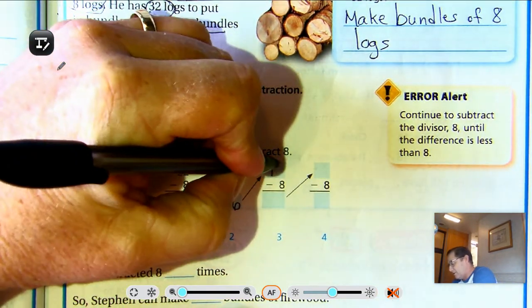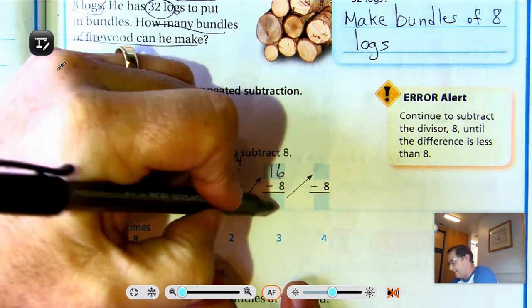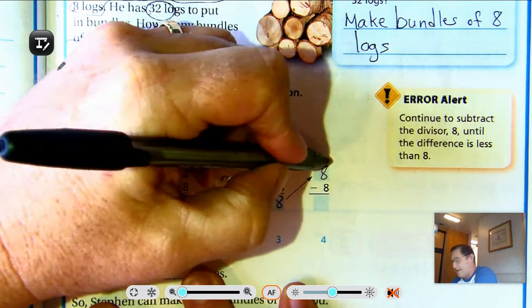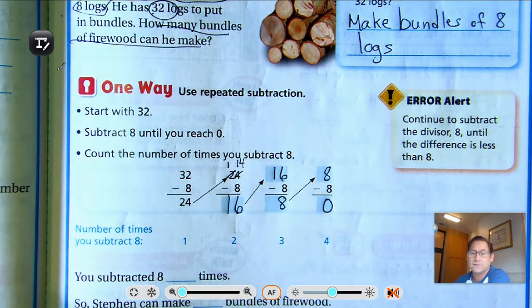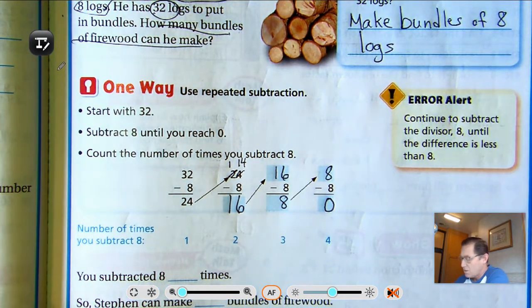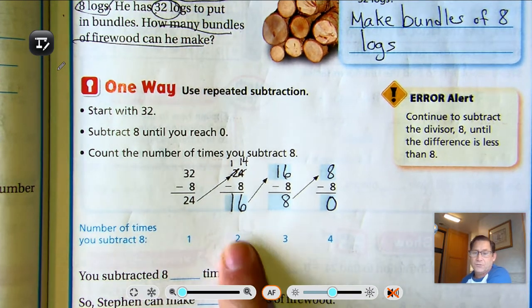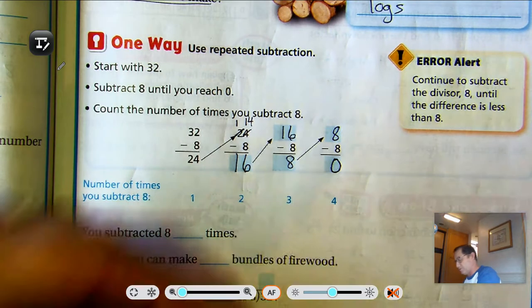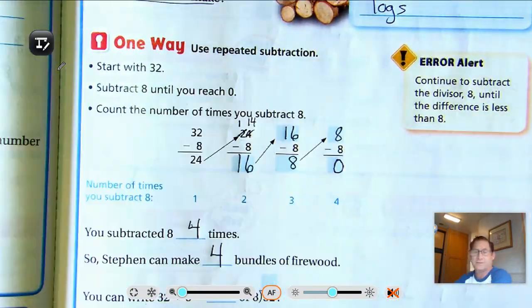We still have 16 logs to share in bundles of 8. And 16 take away 8, we know that that's 8. And now we have 8 left. That means we can make one more bundle of 8, and we have no more logs to put in bundles. So how many times did we subtract 8? We subtracted 1, 2, 3, 4 times. So we subtracted 8 four times, so he can make 4 bundles of firewood.